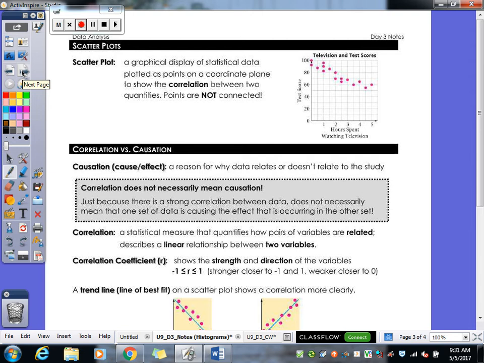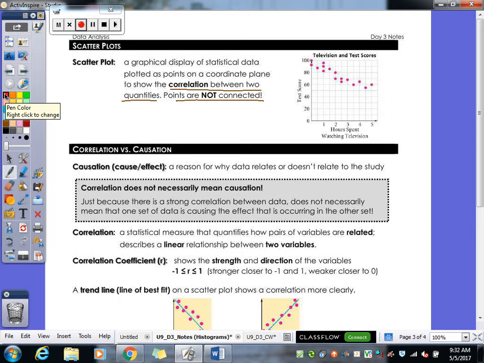Moving on to another kind of graph that we use in statistics, which is our scatter plot. We're going to deal just a little bit with scatter plots today. We're going to do more with it next class. So a scatter plot is a graphical display of statistical data plotted as points on a coordinate plane to show a correlation between two quantities. Points are not connected. That's why it's called a scatter plot. You have points scattered all across the graph that you're not connecting. You're not trying to connect the dots and make a pretty little picture here. It's meant to be random.